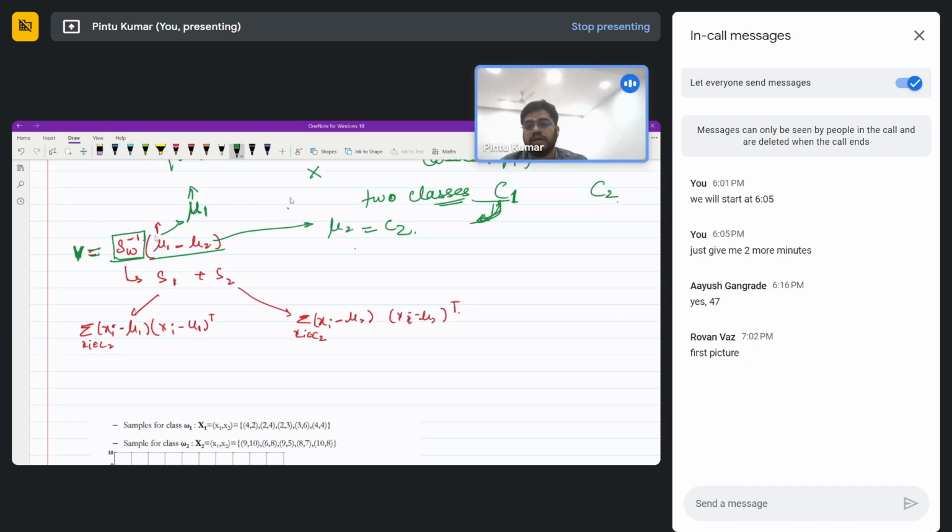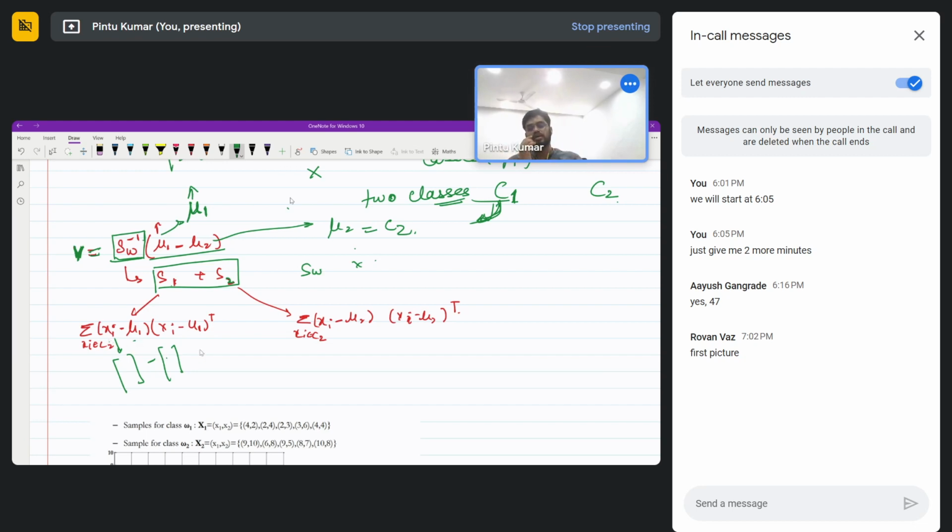Now I said that this SW can be inverted and multiplied with this particular vector. Whatever I've written over here is the formula for SW and not for SW inverse. So SW is given by S1 plus S2. This is xi minus mu1. So you will have the first data point containing n features, which is a vector, minus mu1, which is also a vector. So whatever quantity you obtain is a vector.